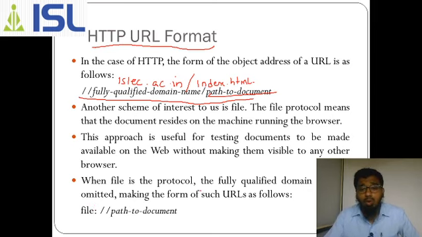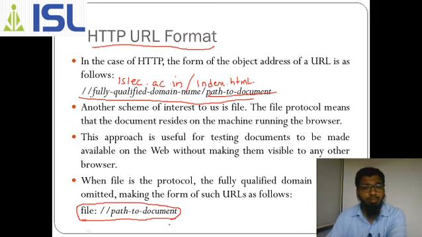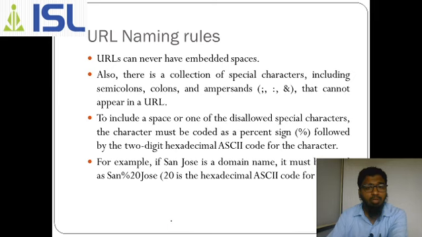While file is the protocol, the fully qualified domain name is omitted, making the form of such a URL as follows. Like if we don't have any website, we are just linking the file, we just want the file. So with the help of this, you can get the file without internet in the same system. Clear?